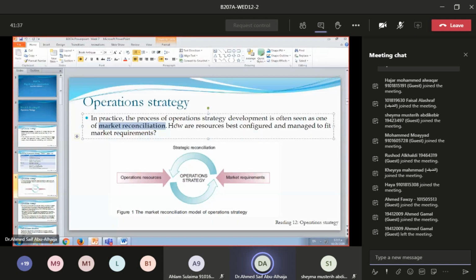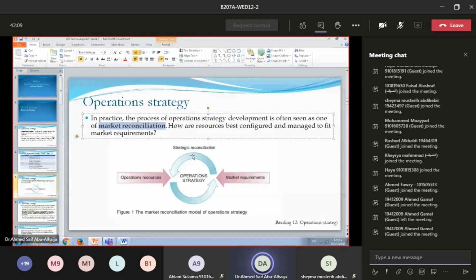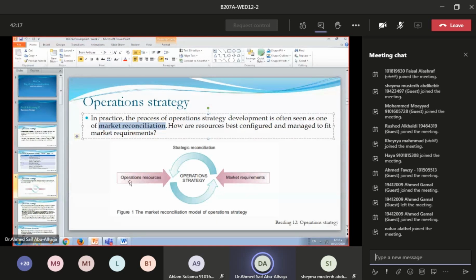Okay, the process of operation strategy development is often seen as one of market reconciliation. So why do we use this term? That's the question now. Why do we say there is market or strategic reconciliation? This means the operation strategy helps the managers make some reconciliation between the market requirements and the operation resources, or the company resources.